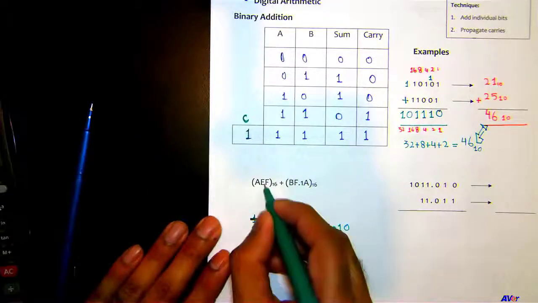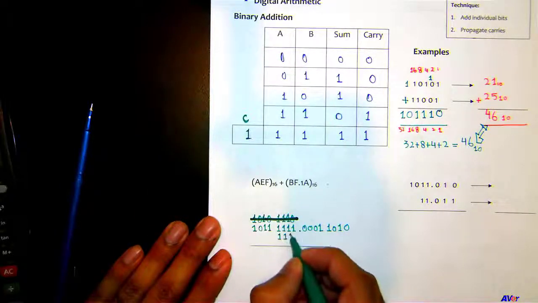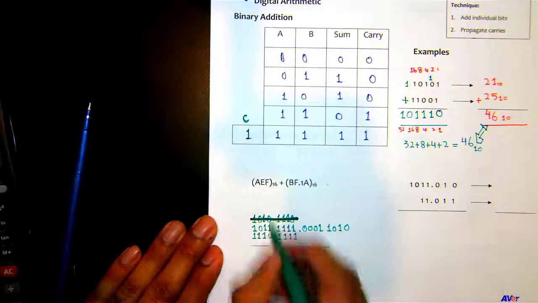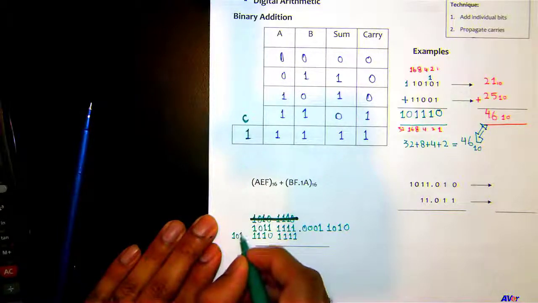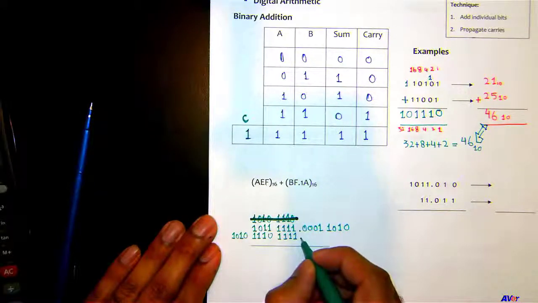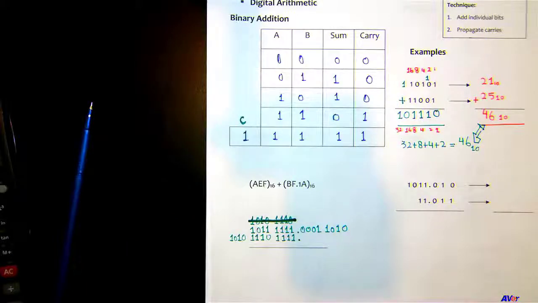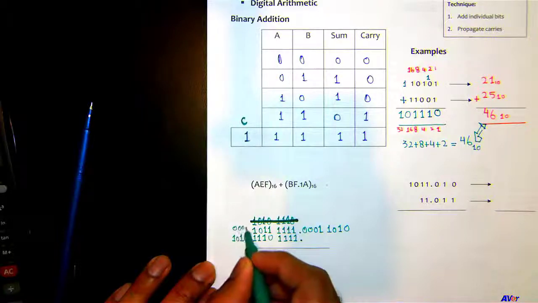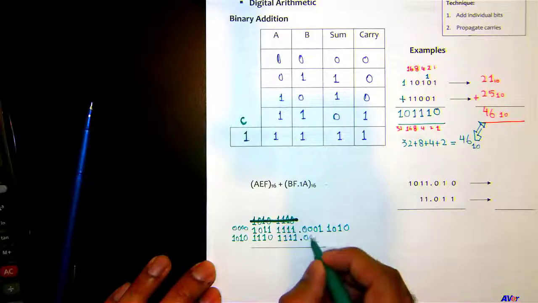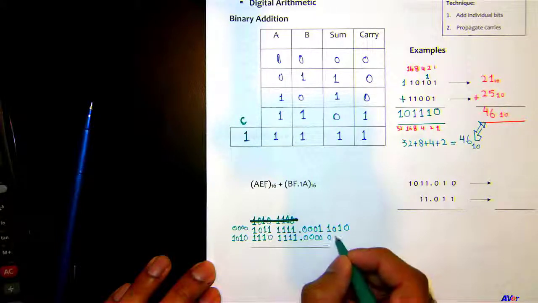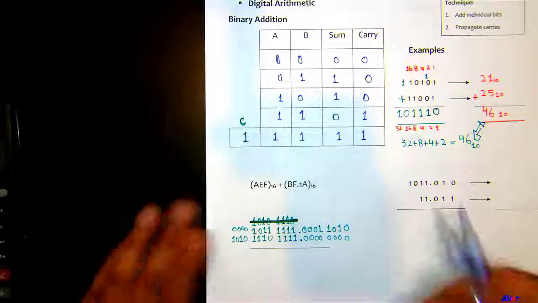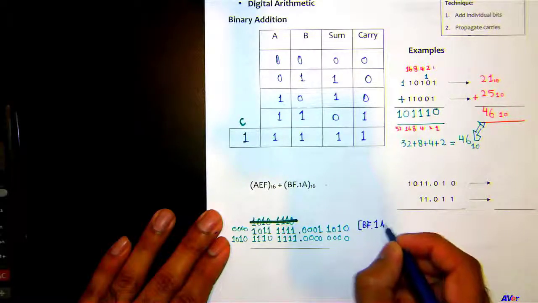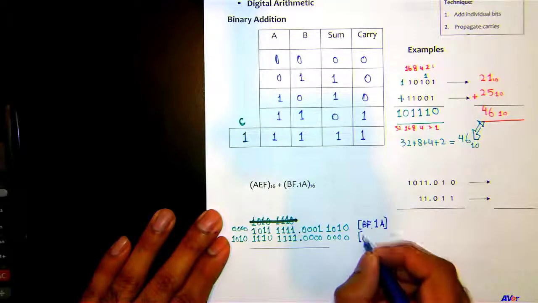So F, this right here, E is 1110, and then A is 1010. Okay. Now I have to fill in a few zeros here just to make it even. So what I do here, I'll just add zeros here, and I'll add zeros here also. Remember, this is your BF dot 1A, and this is your AEF.